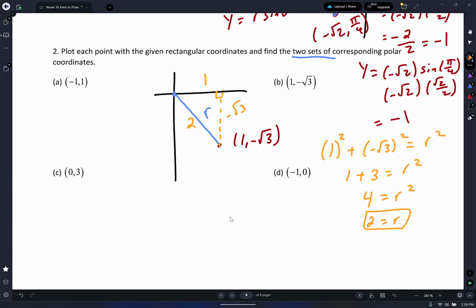Okay, now I want the angle. I guess I could, if I wanted, get that angle there. Let's see. So if I want that angle, so I want arctan. Oh, hold on.